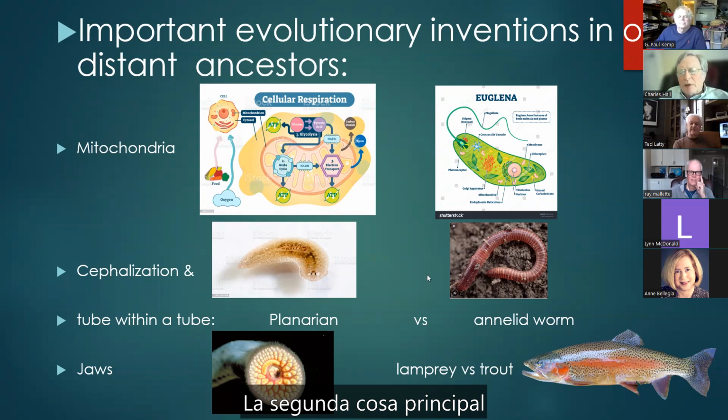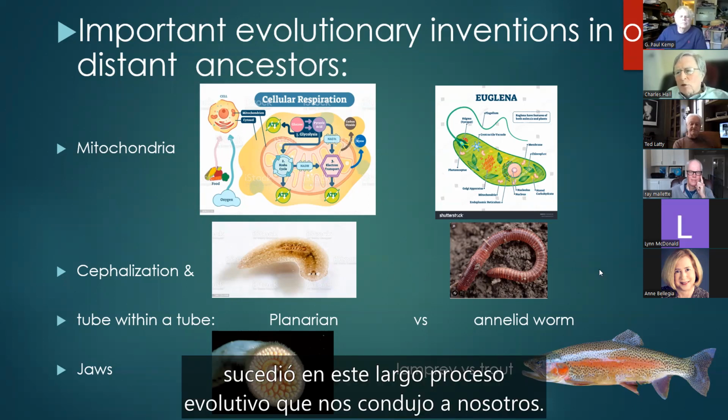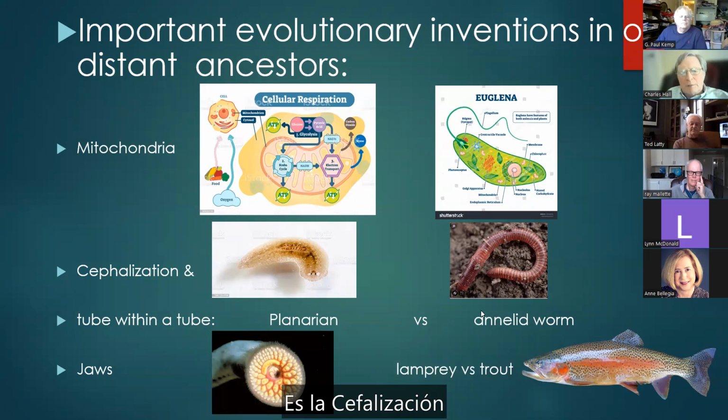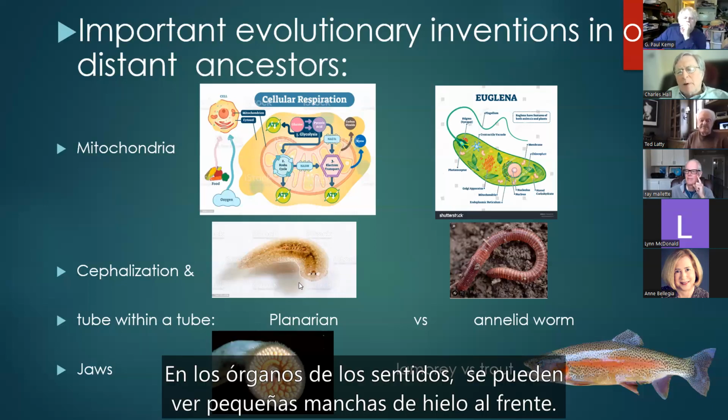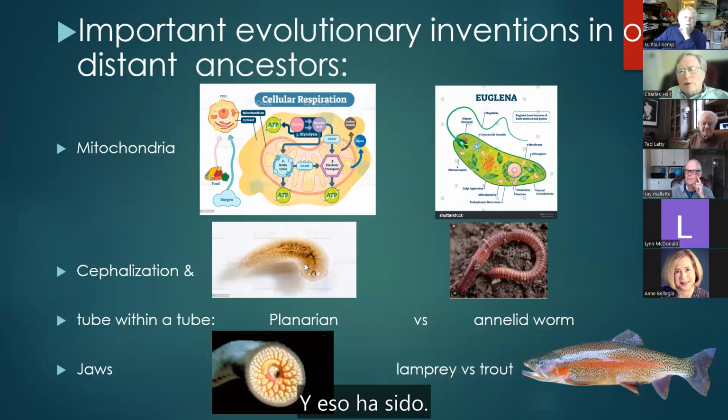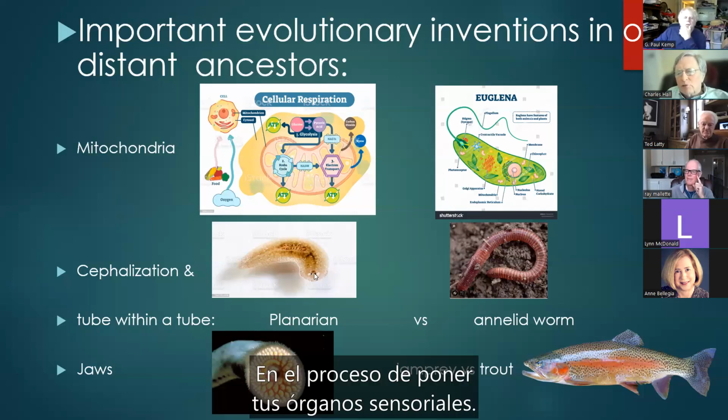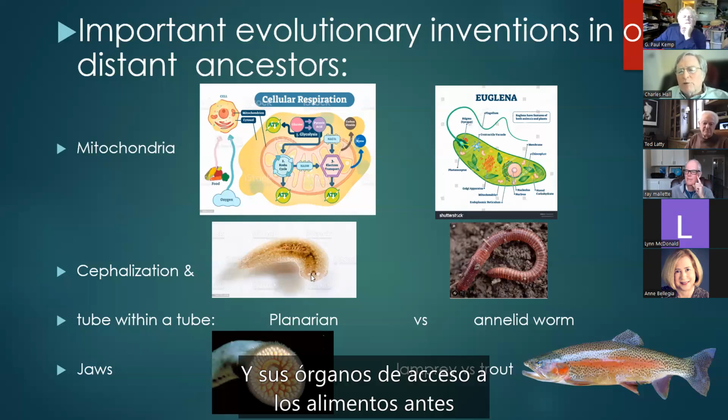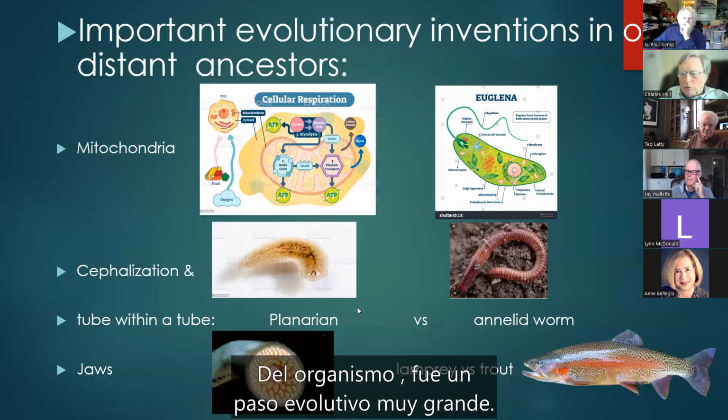The second main thing that happened in this long evolutionary process leading to us is cephalization. So here's a Dugesia, and it's got its sense organs. You can see little eye spots up front. And so that has, compared to the euglena, a front, a head. And the process of putting your sensory organs and your food access organs in the front of the organism was a very large evolutionary step.